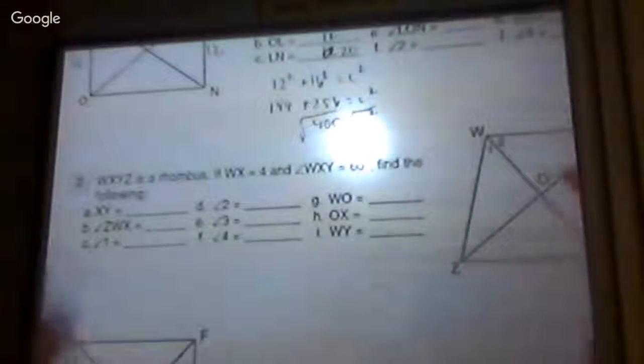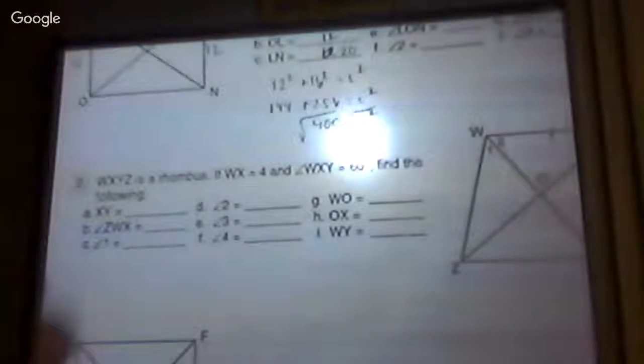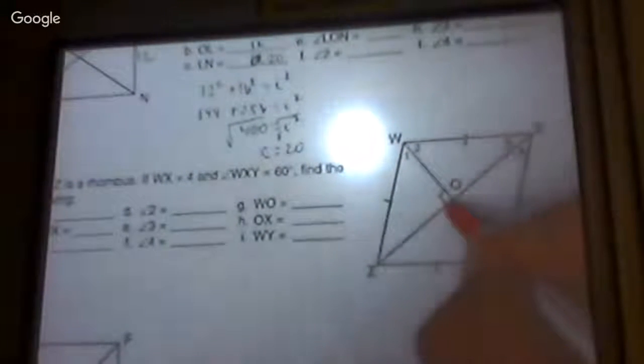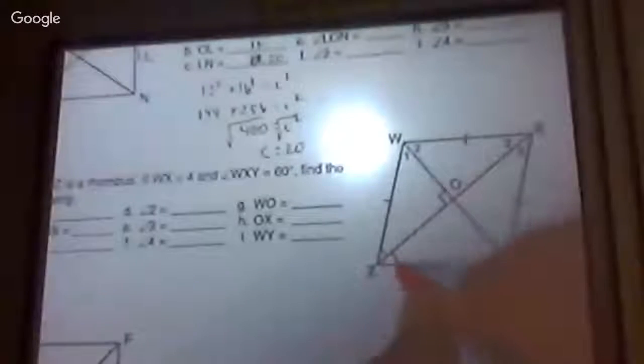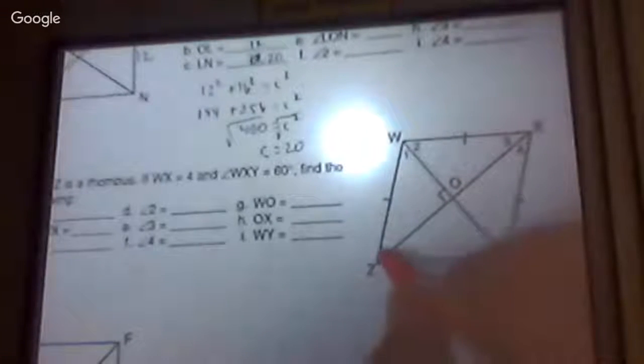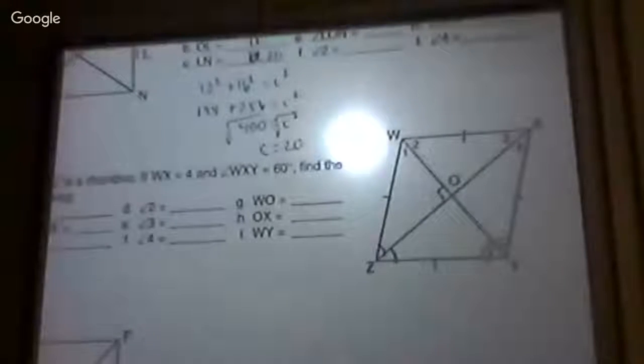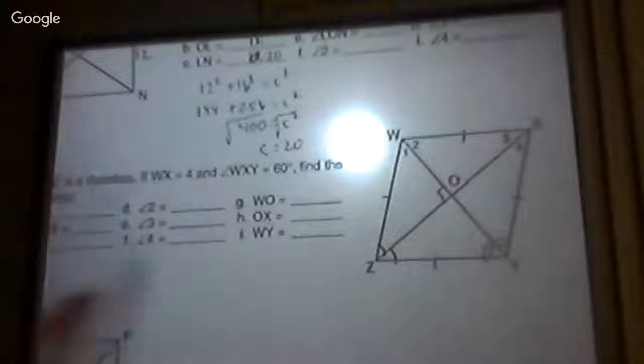A rhombus. This one says it's a rhombus. So the first thing I do know is this: all these sides are actually equal. All 4 sides are equal, and that's a right angle. So all those angles are right angles, and these angles are congruent to each other. And then these angles are congruent to each other. All right? So I want to see what you can do by labeling what you know.